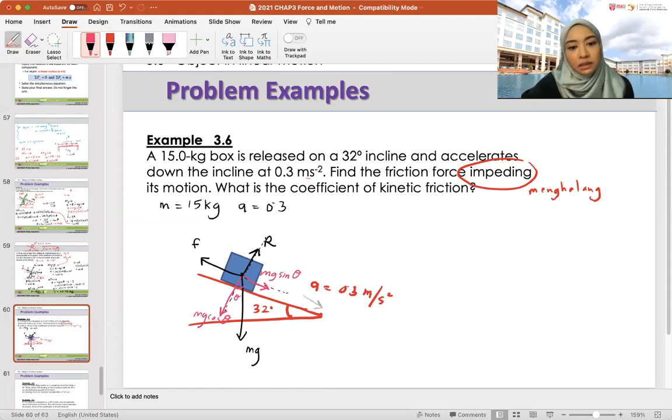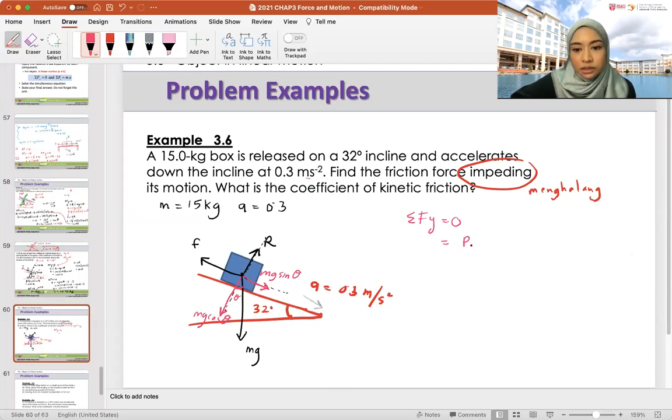Can my box suddenly fly? No. Unless this is Haikal. But this is not Haikal, it's a box. So it cannot fly, so our a in the Y is equal to 0. Sorry Haikal, just joking. Then we write the equation for everything in the Y.